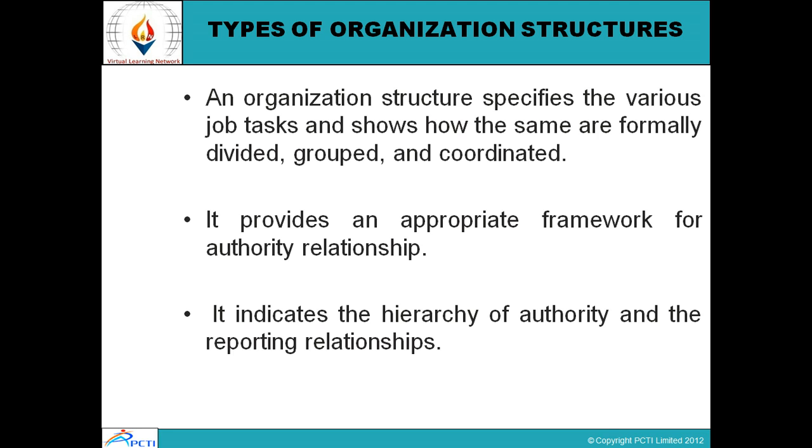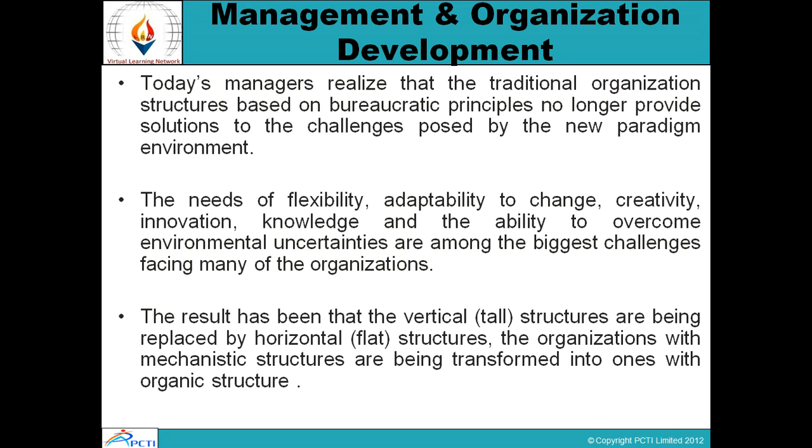It indicates the hierarchy of authority and reporting relationships, that is, who is working under whom and how the flow of authority is moving from one part of the organization to another part of the organization. This can be reflected by having a proper organizational structure.